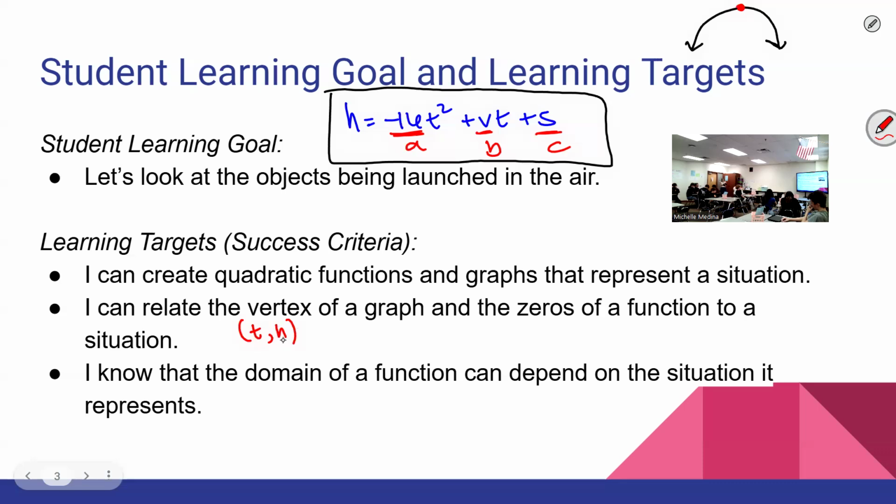So make sure, like, it gives you two numbers. Make sure you're picking the right number for whatever question it's asking. At what time did it reach it, or what height did it reach it? That would give you your maximum.